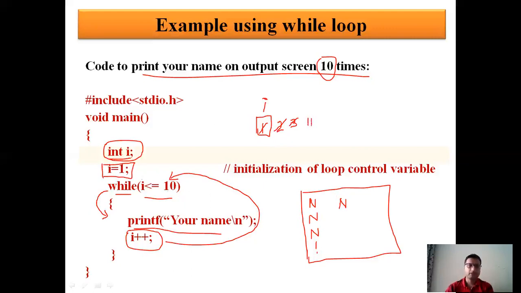Now when i is 11 and control comes to this part, test condition, so 11 is less than equals to 10, so here condition is false, right? And the control will come out of the loop. That means these statements are not going to execute. So this is how while loop works, and it has printed my name on the output screen for 10 times.